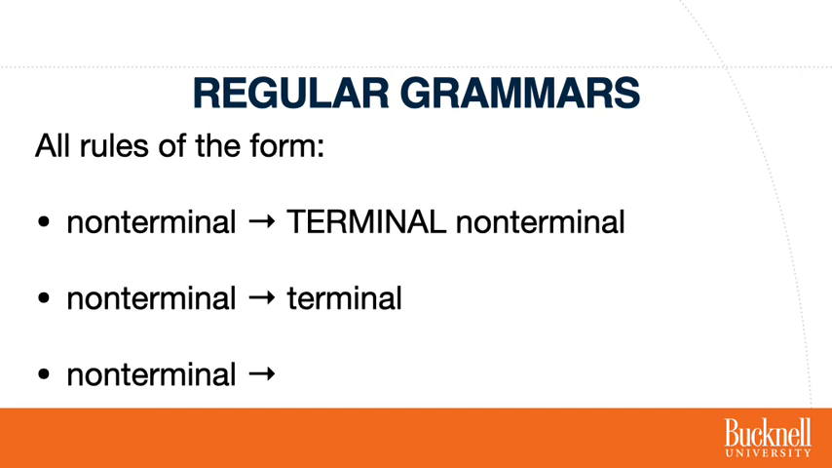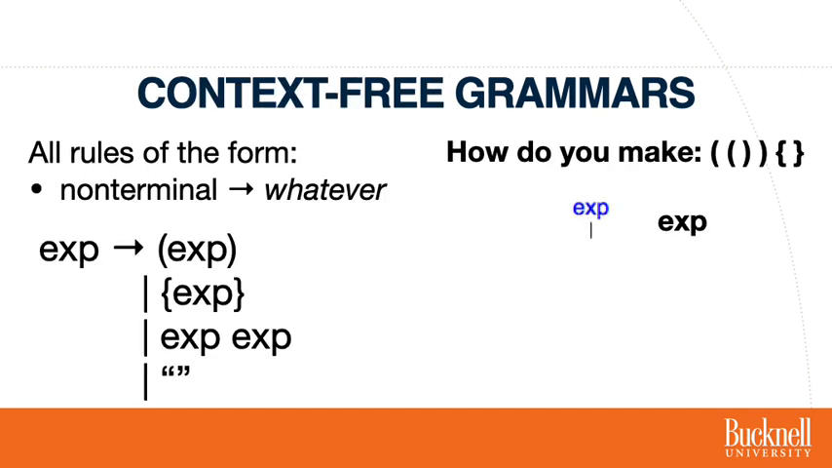Regular grammars, such as the grammar that describes rock, paper, scissors, only allow rules of the following 3 forms. A rule where a non-terminal symbol is replaced with a terminal and non-terminal symbol. A rule where a non-terminal symbol is replaced with a terminal symbol, or a rule where a non-terminal symbol is replaced with nothing. A context-free grammar is more expressive.